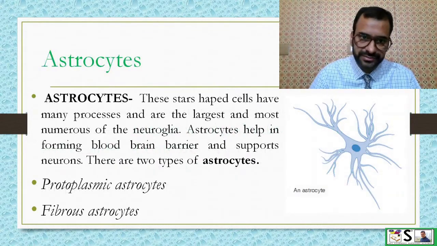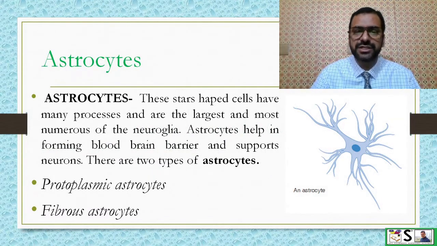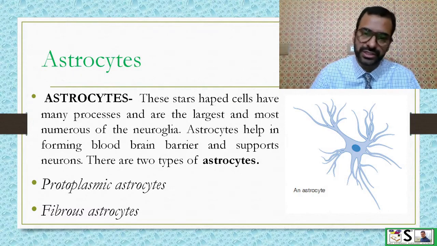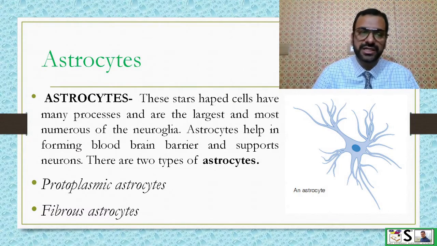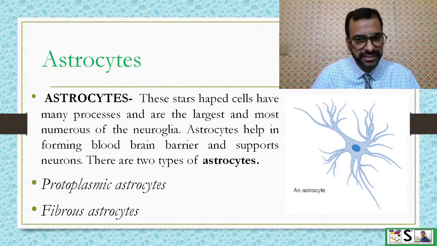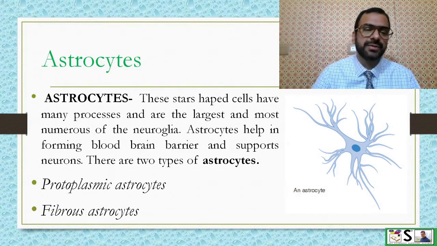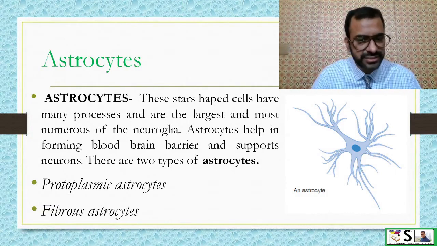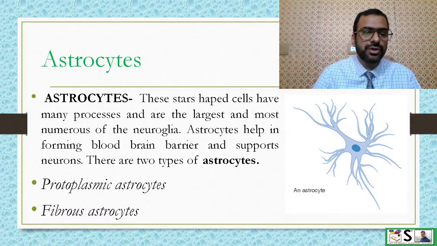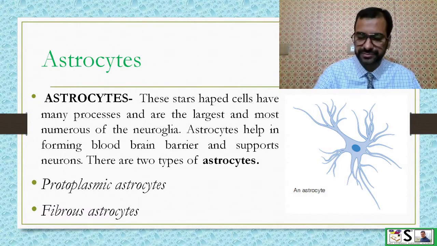First is astrocyte. These are star-shaped cells, have many processes, and are the largest and most numerous neuroglia in the central nervous system. Astrocytes help in forming the blood-brain barrier and support the neuron. There are 2 types of astrocytes in our body, protoplasmic astrocytes and fibrous astrocytes.